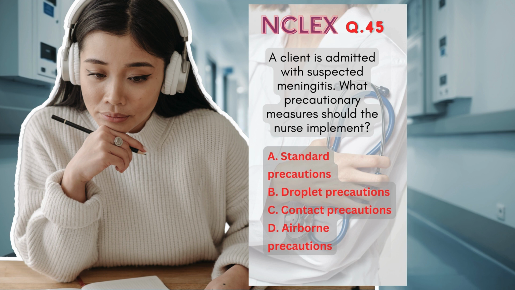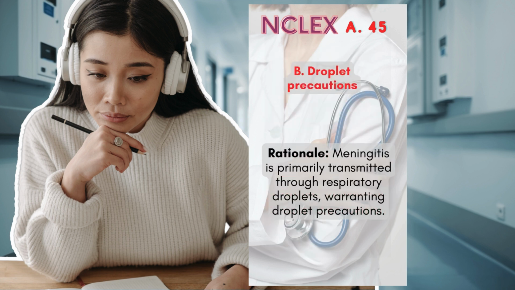A. Standard precautions. B. Droplet precautions. C. Contact precautions. D. Airborne precautions. Answer B. Droplet precautions. Rationale: meningitis is primarily transmitted through respiratory droplets, warranting droplet precautions.